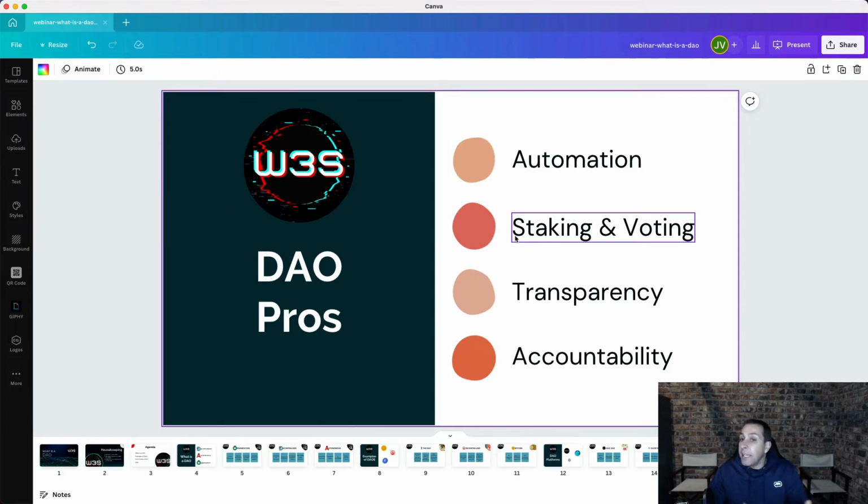Another pro is staking and voting. I mentioned this earlier on, where proposals are submitted, allowing people to vote on those proposals, and your influence on those proposals is based on the amount of coins you've either purchased or that you've earned, depending on how the DAO is structured.